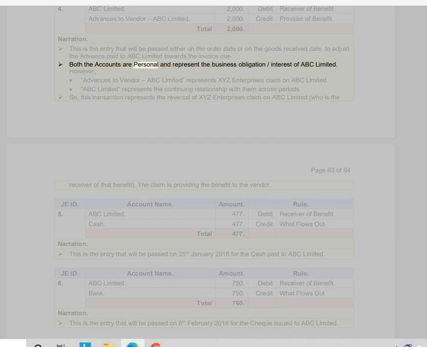Both the accounts are personal and represent the business obligation/interest of ABC Limited. However, Advances to Vendor, ABC Limited represents XYZ Enterprises' claim on ABC Limited. ABC Limited represents the continuing relationship with them across periods. So, this transaction represents the reversal of XYZ Enterprises' claim on ABC Limited, who is the receiver of that benefit. The claim is providing the benefit to the vendor.